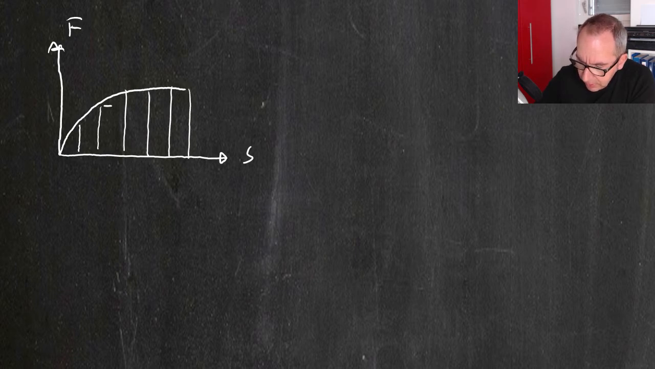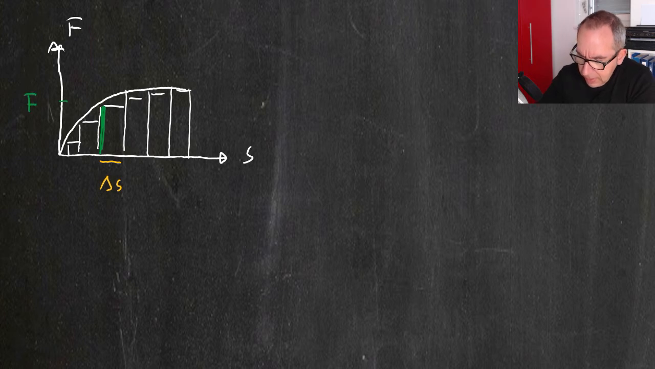And then say, okay, we draw rectangles. And then each rectangle has the height of the force. So this is a certain force given. And this is a certain displacement, delta S, given. And each of these rectangles is a small work which is done.